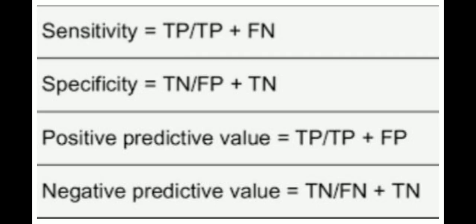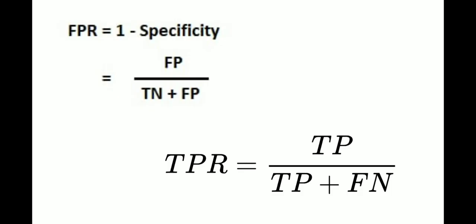Sensitivity: true positive divided by true positive plus false negative. Specificity: true negative divided by false positive plus true negative. Positive predictive value: true positive divided by true positive plus false positive. Negative predictive value: true negative divided by false negative plus true negative. Now, false positive rate is equal to 1 minus specificity.